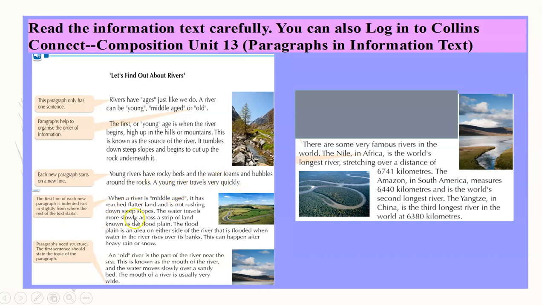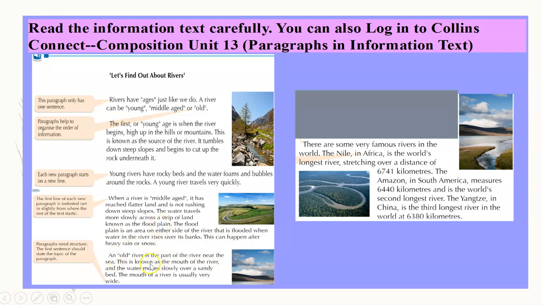The fourth paragraph and still the middle paragraph, still explaining about the river. When a river is middle-aged, it has reached flatter land and is not rushing down steep slopes. The water travels more slowly across a strip of land known as the floodplain. The floodplain is an area on either side of the river that is flooded when the river rises over its banks. This can happen after heavy rain or snow.